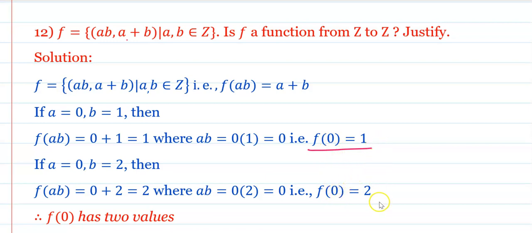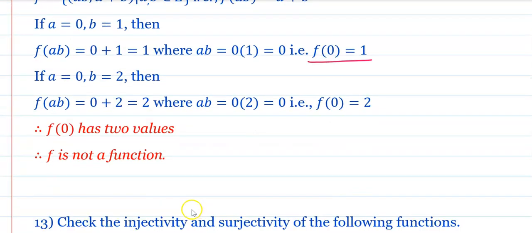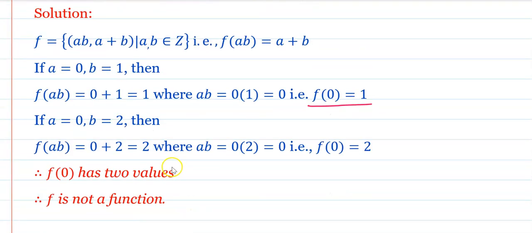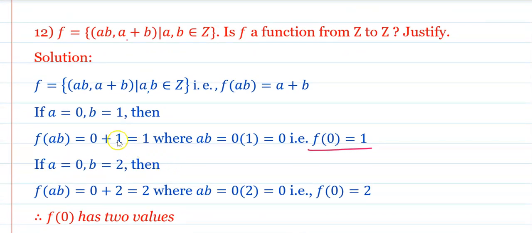तर 1 आणि 2 आहे. That is, the f of 0 has two values, and hence it is not a function. Okay, what is it again? I will repeat here. To decide whether it is a function or not, we have to define it from Z to Z. Z means what? Set of the integers.